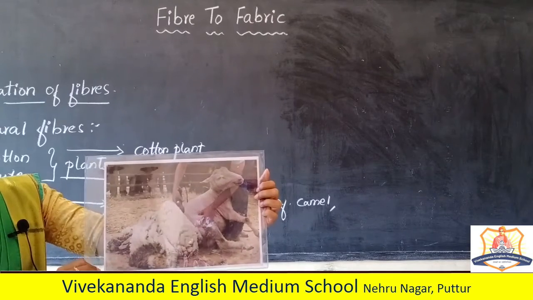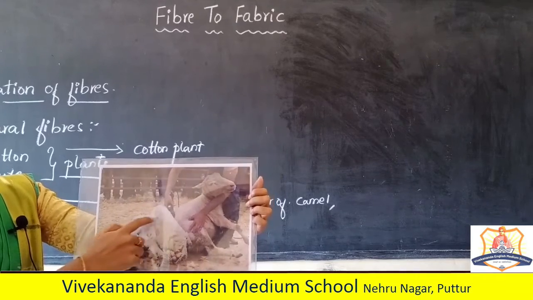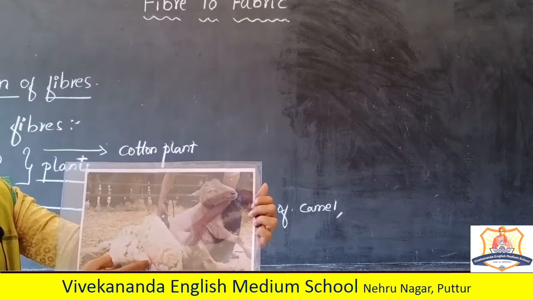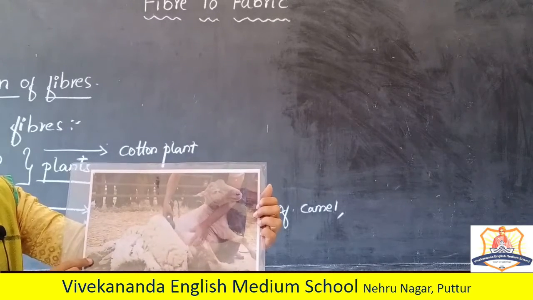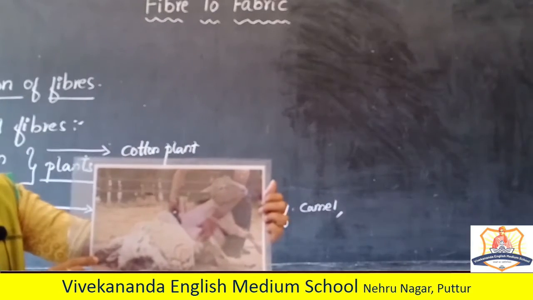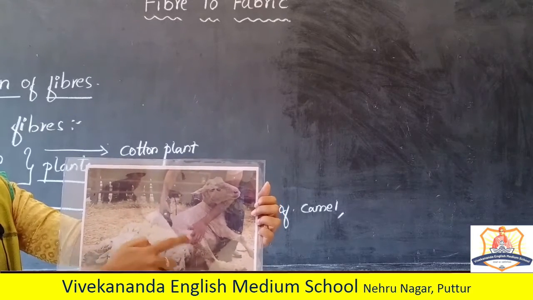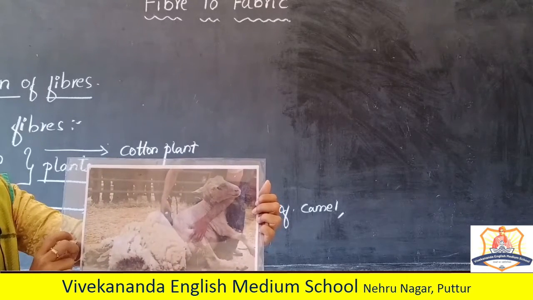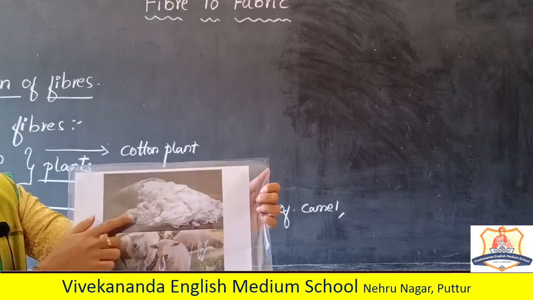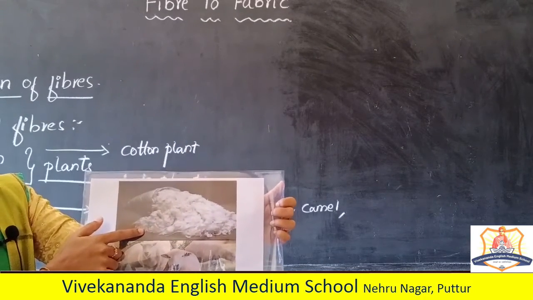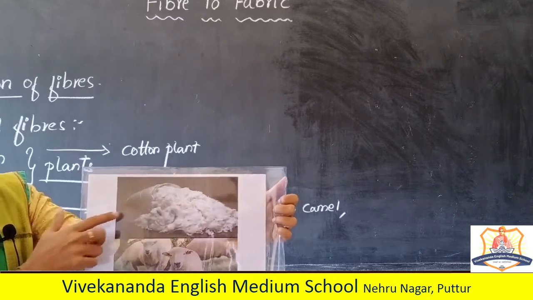This is a picture showing the wool. In this process, they are removing the wool from the animal, right? This is called shearing of wool. See here, this is wool from the animal. And this is the wool obtained after that shearing process. These are the animals. This is the wool.